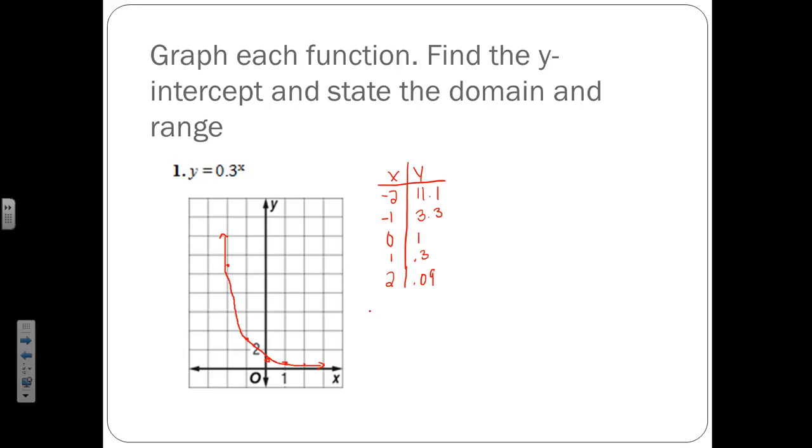Then I'm going to find the y-intercept, which would be 1, because that's where it crosses the y-axis. Our domain would be all reals, because I can plug any x term into the equation. And our range would be all positive reals, so y is greater than 0. It's never going to cross that x-axis.